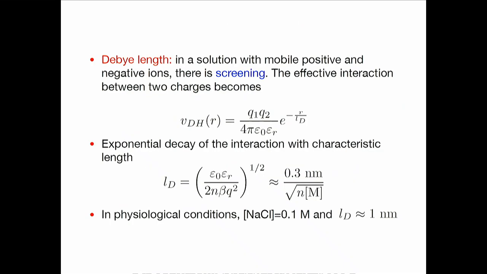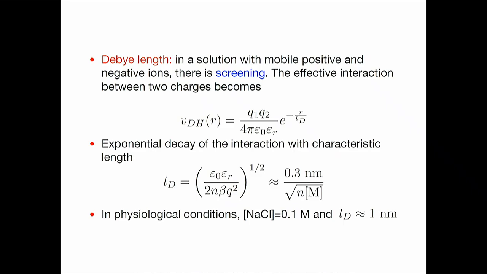Okay. A few more slides on this qualitative description. Another length, which will be very important, is the Debye length. So if you have a solution with a salt, with mobile ions, so the ions are dissolved. Of course, what we will study in the following is mobile ions. Because if the ions are not mobile, it's electrostatics. And this you have studied. I will review that later.